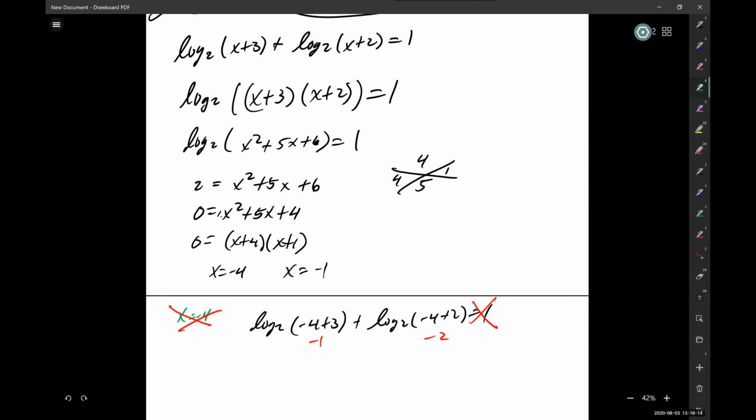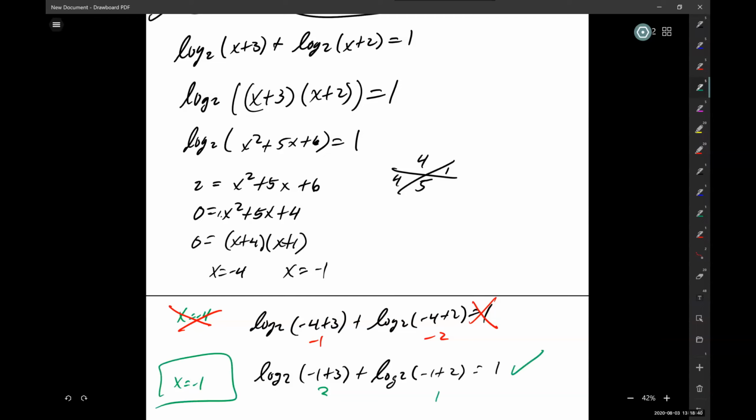If we look at x is equal to -1, that's the log of -1 plus 3 plus the log of -1 plus 2. And here we are left with +2, +1. Both those are positive. So this does check out. So x equals -1 is my final solution.